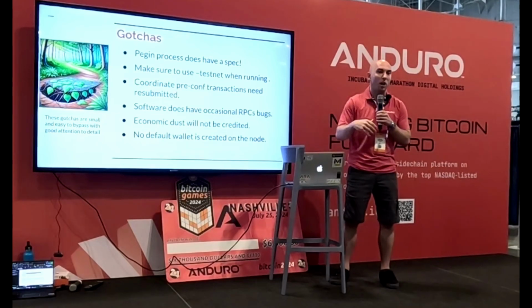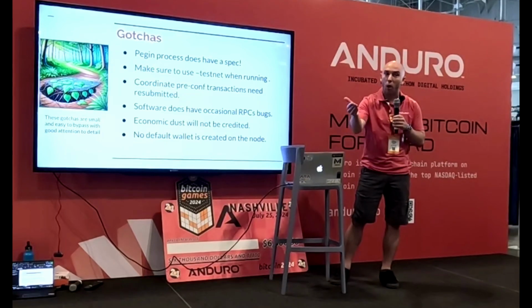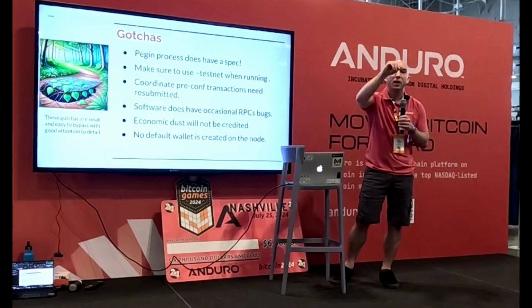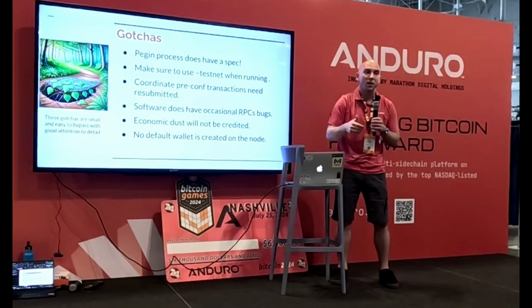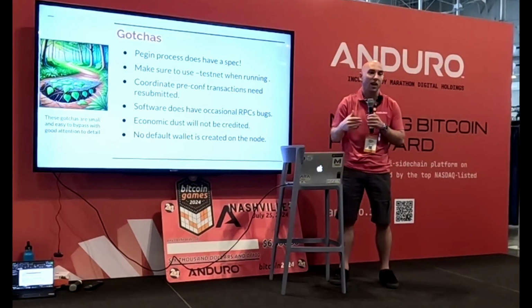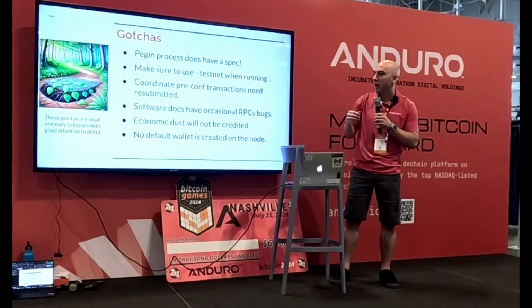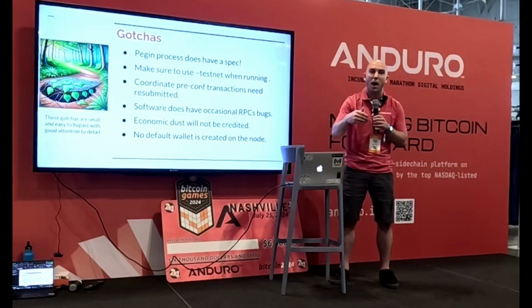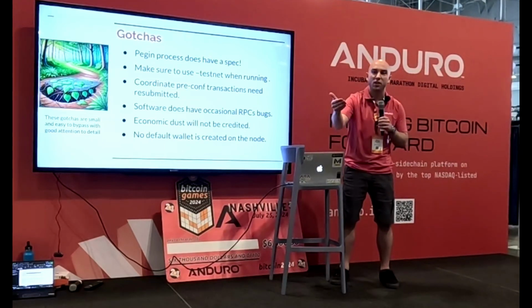There are occasional RPC bugs. I did find one the other day. I pegged in manually, so not using the web wallet that's available. I wrote a Python script and created the OP_RETURN and the outputs, and it didn't credit my wallet in the coordinated node. That has since been patched, but if you do find these kinds of things, definitely submit an issue on GitHub. That'd be fantastic. Economic dust is not credited on Coordinate, primarily because that can be abused by people to keep using Coordinate to peg in these transactions, and then Enduro is responsible for the consolidation.